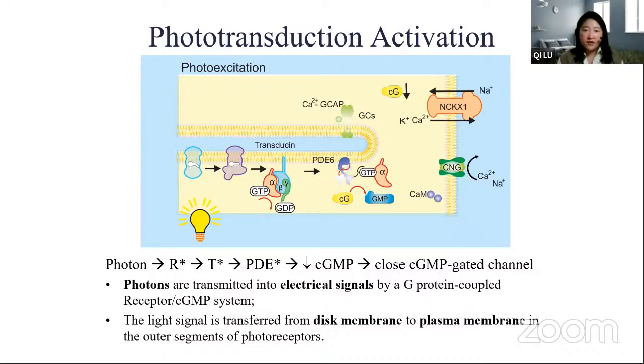The phototransduction activation, then, we summarize: a photon changes rhodopsin to rhodopsin star and activates the G protein transducin, which dissociates the alpha subunit to activate PDE6. This causes the cyclic GMP concentration to go down, then closes the cyclic GMP-gated channel and stops the influx current of the photoreceptor, causing hyperpolarization of the photoreceptor. The light signal is transferred from the disc membrane, where rhodopsin is located, to the plasma membrane of the outer segment of the photoreceptor.